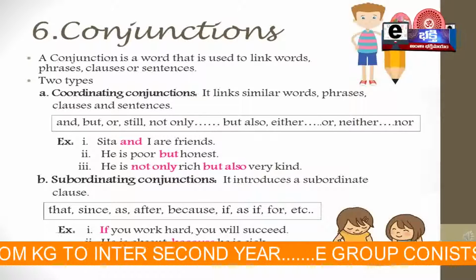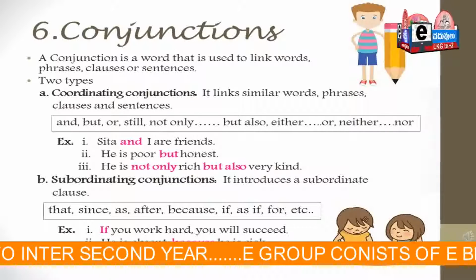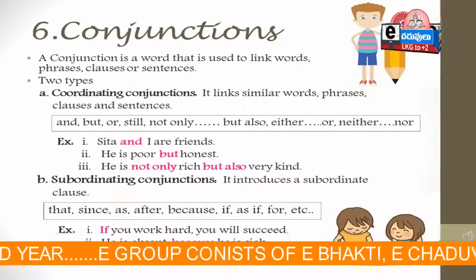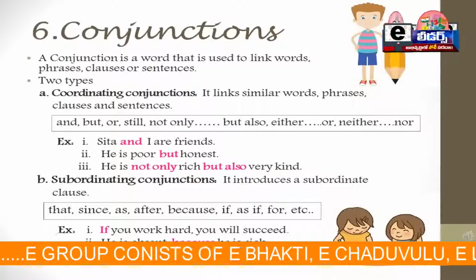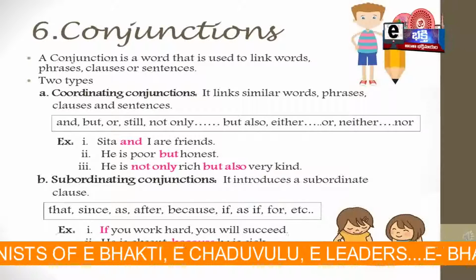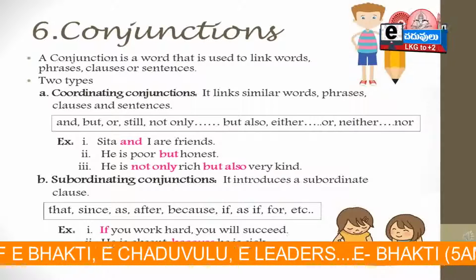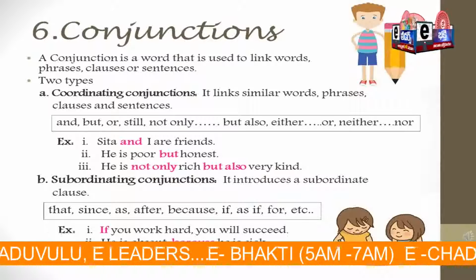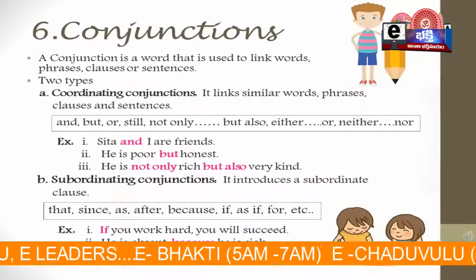So in the first example you can see Sita and I are friends. So here the conjunction is linking the two persons, Sita and I. And in the second sentence, he is poor but honest. So here, in contrast, the qualities have been linked.